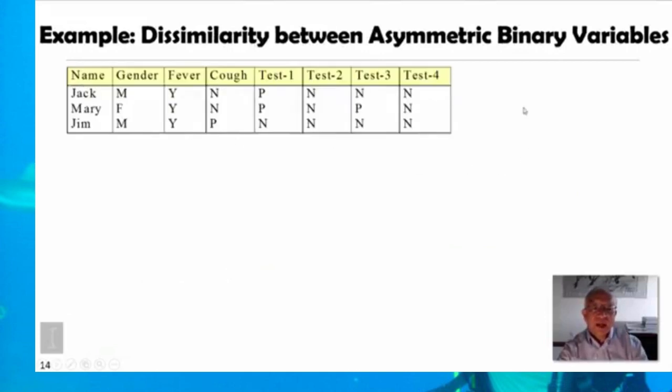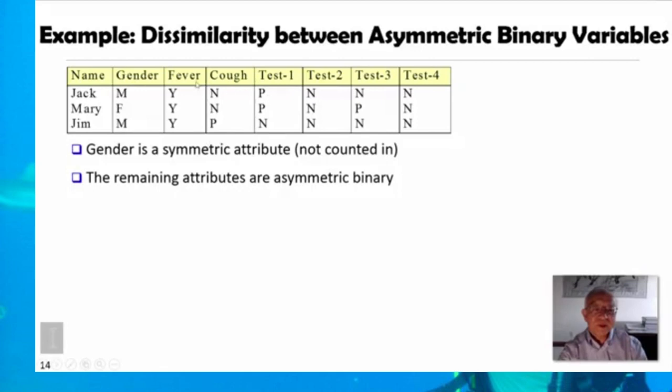So then we look at the rare cases. Suppose we have some medical tests. Then we have Jack, Mary, and Jim, three people. Their tests are represented in this table. We can map them into a contingency table. Since for gender, the chances to be male and female are roughly equivalent, this is a symmetric case. For us, we are only interested in asymmetric cases. That means the remaining attributes become more important.